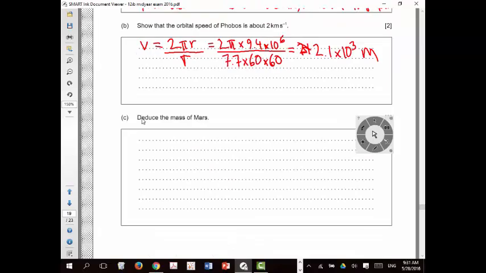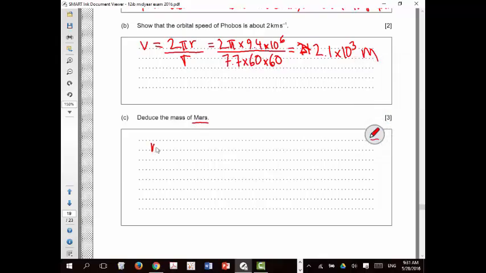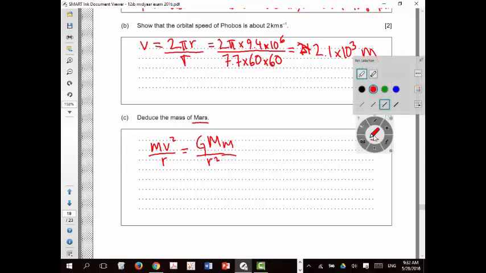The last one is deduce the mass of Mars. Okay, so we know that the net force is provided by gravity, and the mass of Mars is going to feature in this gravity equation. So we know that the net force, mv squared over r, the centripetal force, is equal to the gravitational force, which is G big M over r squared times little m, sorry. Okay, but we can cancel these m's, so let's do that. In fact, we can cancel one of the r's here as well.